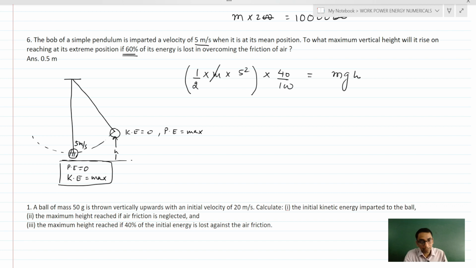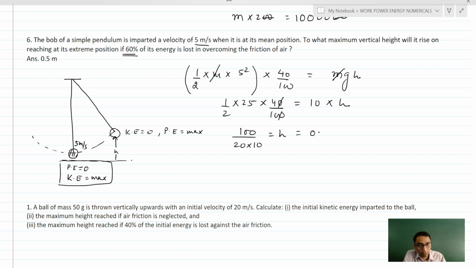So m gets cancelled from both sides. As I told you, if it is not given, it's not required. So half times 25 times 40 by 100 is equal to g, we are going to take 10, times h, the height we are supposed to find out. So the zeros get cancelled. Then this is 25 times 4 times 100 divided by 20 times 10, that is equal to h. So this is 0.5 meter. That is the answer to the problem.